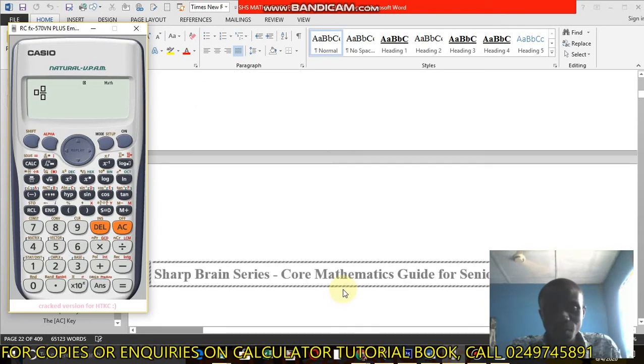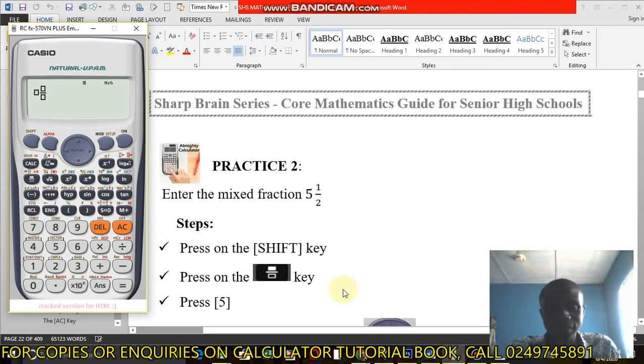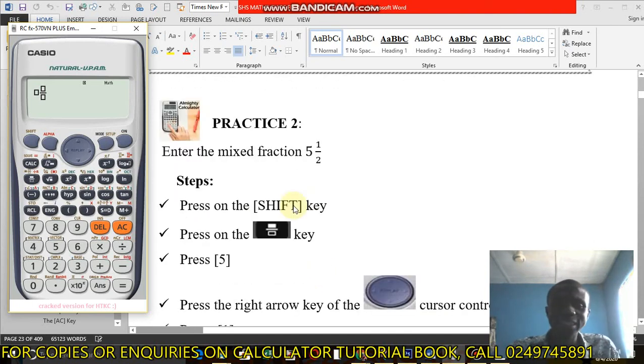So as we continue, let's use our practice 2 to demonstrate this. We want to enter the mixed fraction 5 whole number 1/2. So, by God being so good, we have our mixed fraction container on the screen by following the steps.